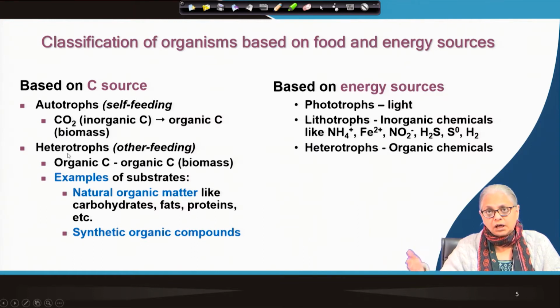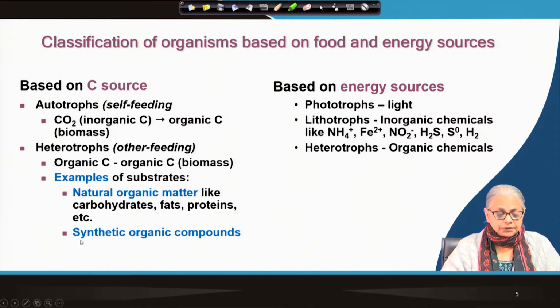Heterotrophs, which are feeding on other organisms, are therefore, in contrast to autotrophs, utilizing organic carbon that has been generated either by autotrophs or by other heterotrophs. For example, we are heterotrophs, but we feed on organic matter that has been created either by autotrophs or by heterotrophs. So organic carbon is then converted, we ingest food, we convert it to new biomass. So all heterotrophs, including human beings, are capable of taking organic carbon from other organisms and converting it to new biomass.